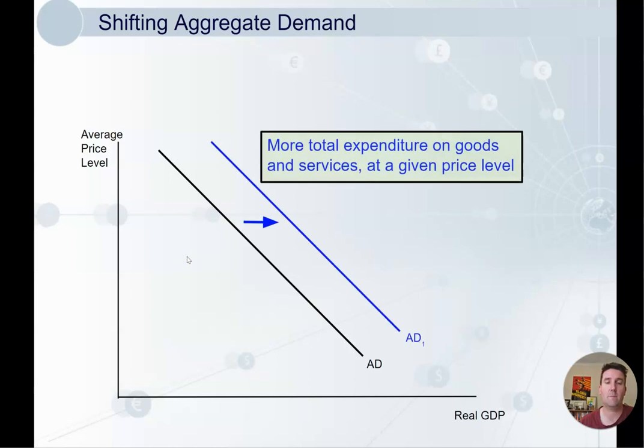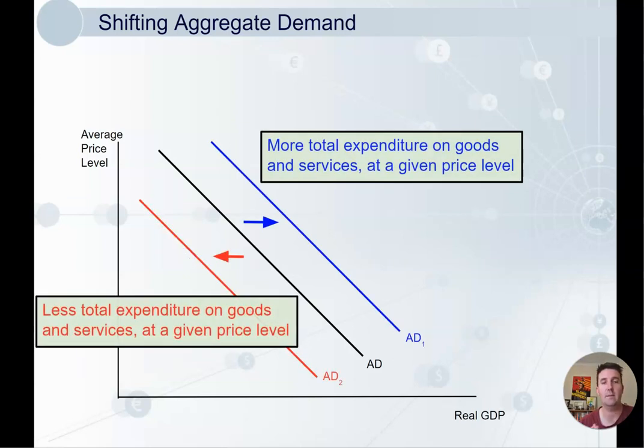So I'm just going to make this a bit clearer for us. We have more total expenditure on goods and services at a given price level if aggregate demand is shifting to the right. If it's shifting to the left, what that means is we have less total expenditure on goods and services at a given price level. Okay, so these annotations on a diagram can be very useful.